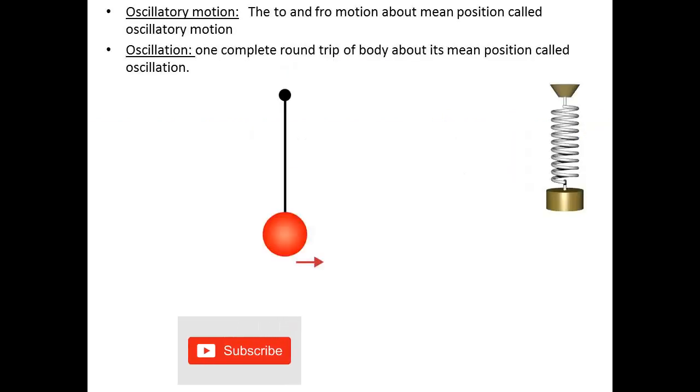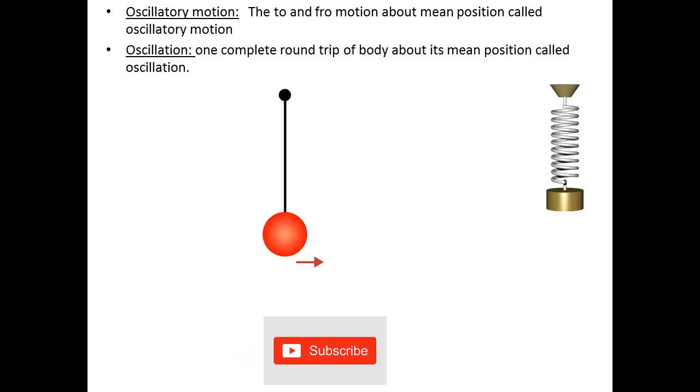Today we are going to discuss how damping progressively reduces the amplitude of the oscillation. The question arises: what is oscillatory motion? The to and fro motion about the mean position is called oscillatory motion.